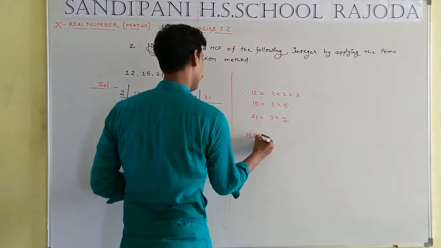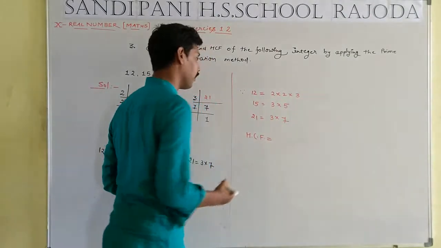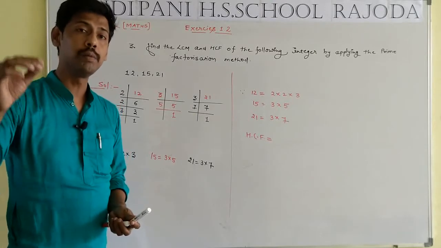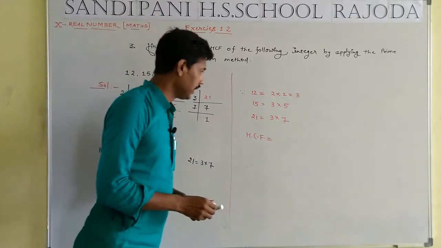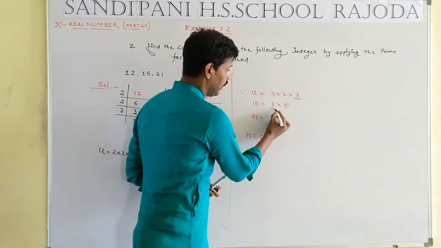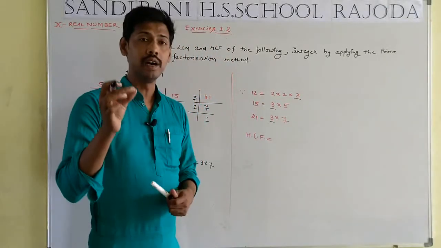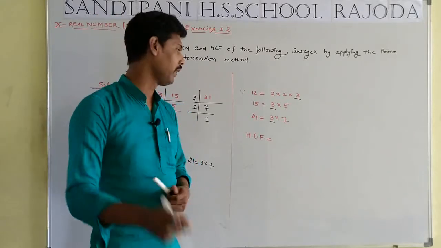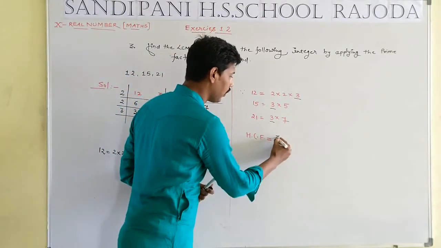Firstly, we have to find the value of HCF. What is the mean of the HCF? HCF means a common number between all the factors. In the case of the three factor series, 3 and 3, that means 3 is a number which commonly exists among all the factors, so HCF will be equal to 3.